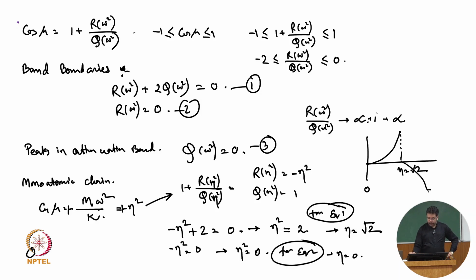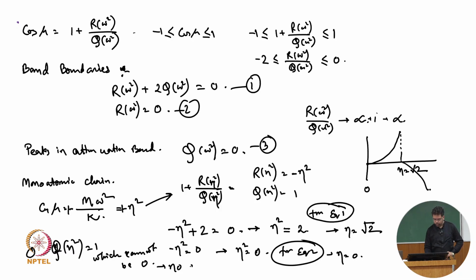Now can we get any peaks in the attenuation band? We can see that q is always 1, so it cannot be equal to 0. So q of eta square is equal to 1, which cannot be 0. So no attenuation peak. And that we can also confirm from our dispersion diagram: we will not get any attenuation peak in case of the monoatomic chain. Now suppose we are doing it for the mass-in-mass chain, we can see it like this.